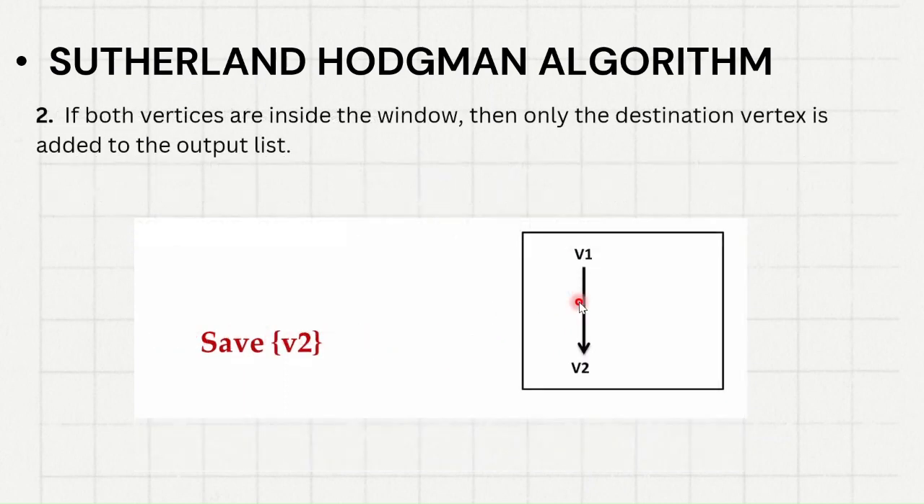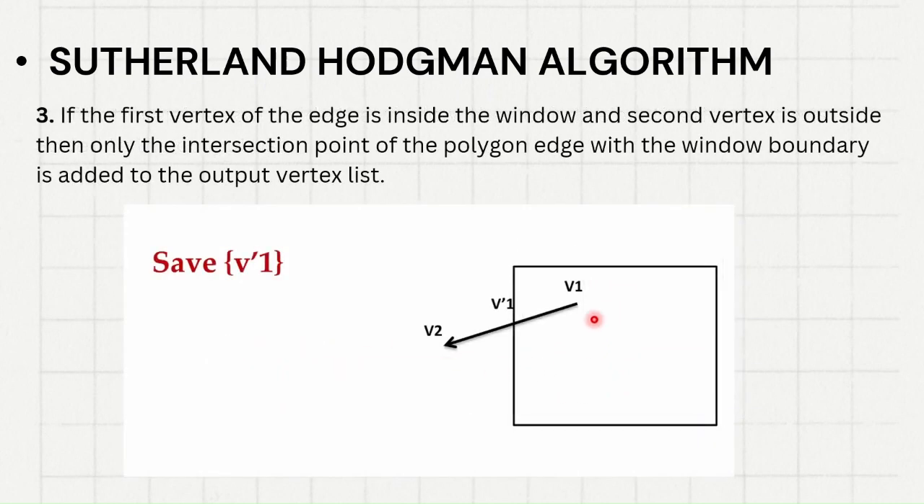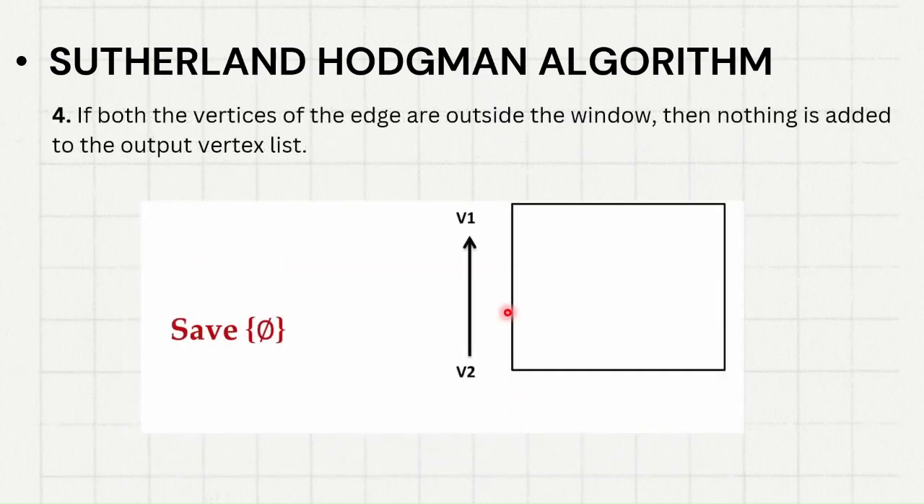The second case is pretty simple. If the edge is completely inside the clip window, then we just save V2. If we're traveling from V1 to V2, just save V2. The third case is from inside to outside. If we're going that way, V1 to V2, in this edge, we just save the intersection point of the edge with the clip window. And the fourth case is pretty simple. If the edge is completely outside the clip window, we save nothing in the output vertex list.